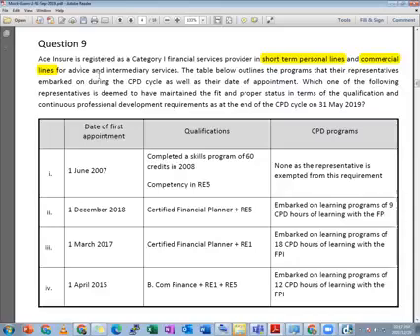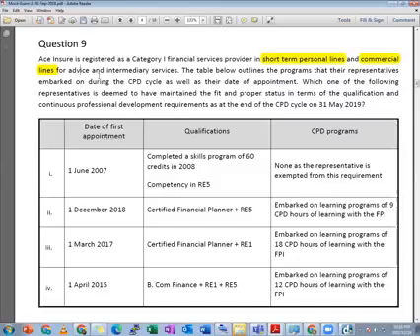They do advise and intermediary service at the same time. The table below outlines programs that their representatives embarked on during the CPD cycle, as well as their date of first appointment. Which one of the following representatives has maintained a fit and proper status in terms of qualification and continuous professional development required? Look at the qualifications. Look at the CPD hours. CPD hours should be 18 hours. And look at the date of first appointment. This means from the date of first appointment, the person must have 18 hours, unless otherwise they are exempted from doing that.